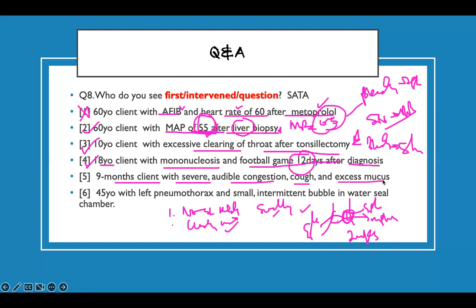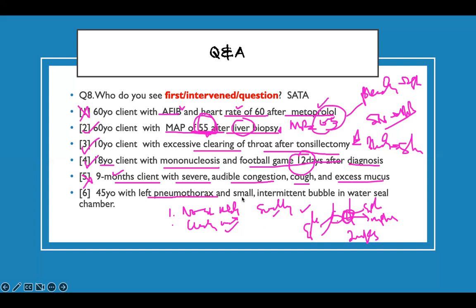A bunch of words. Break it down. 9-month-old. Okay. He has a severe audible congestion. Okay. Fine. He's coughing, excessive mucus. There's nothing telling you he's in respiratory distress: irritability, stridor, drooling, no buzzwords in the B sharp. All he says is, okay, cough, fine. Mucus, fine. Congestion, fine. There's no stridor. So this patient is fine. This bronchiolitis, RSV infection is fine.